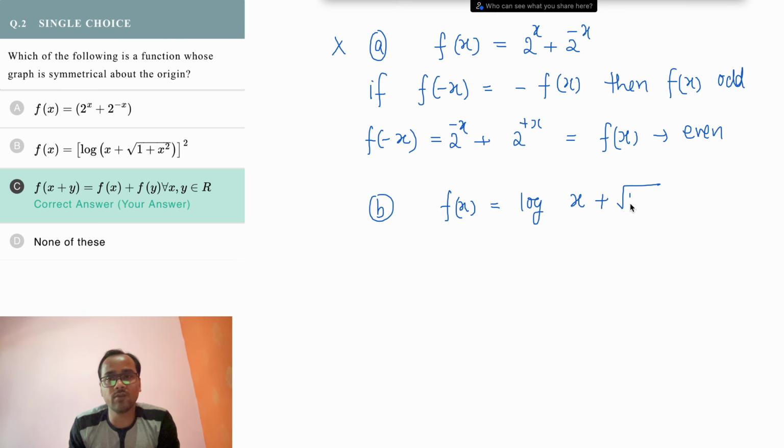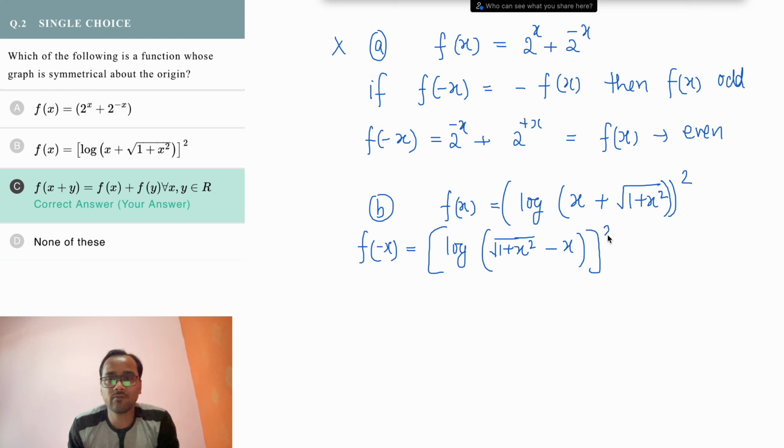Now option B, f(x) is log of x plus root of 1 plus x square, whole square. And if you check for f of minus x, that would be coming out to be log of the square root of 1 plus x square, which will be same, because in place of x if you put minus x you will be getting the same 1 plus x square. So log of root of 1 plus x square, and in place of x it should be minus x.